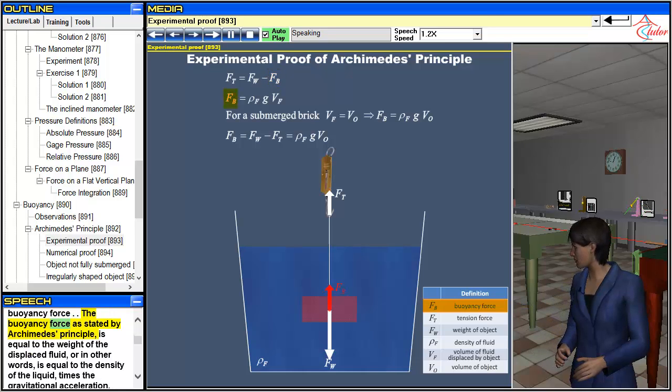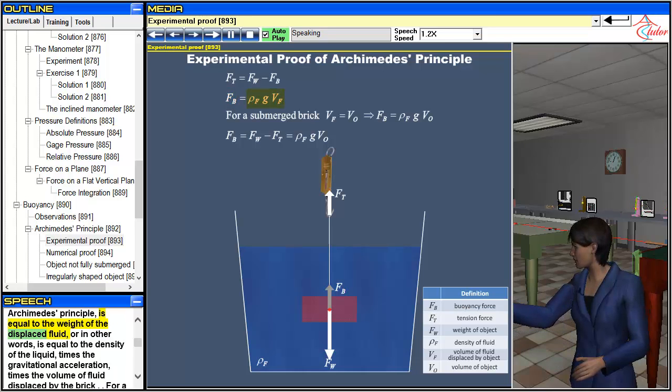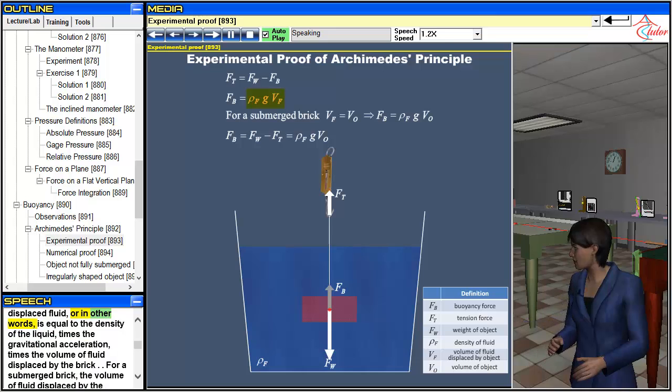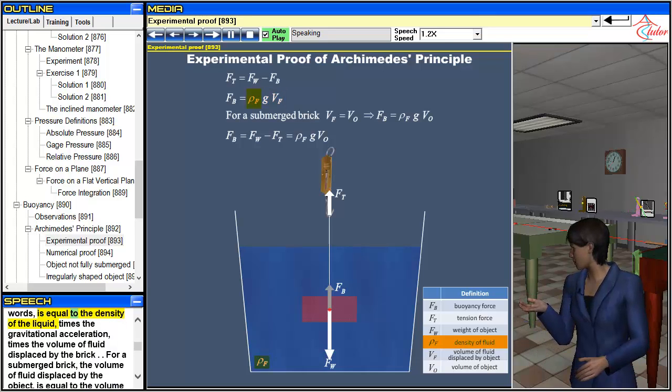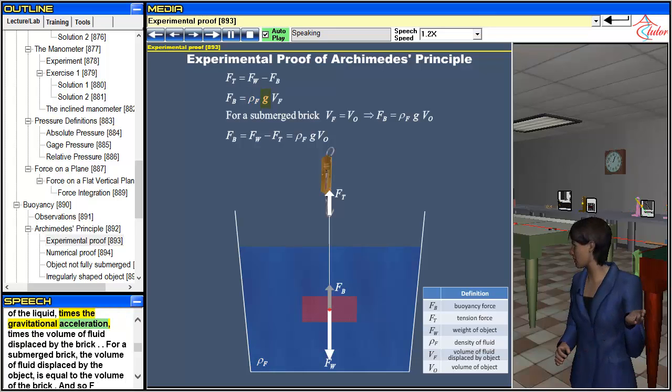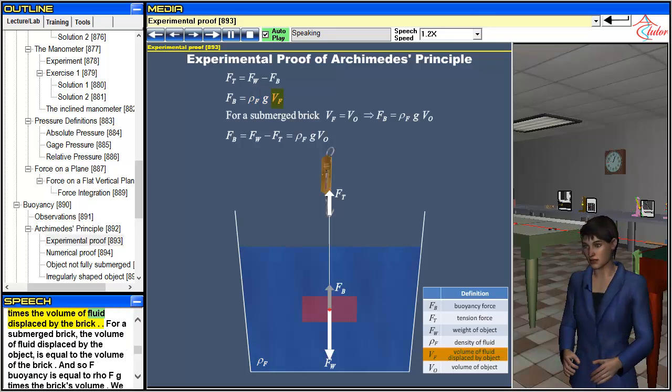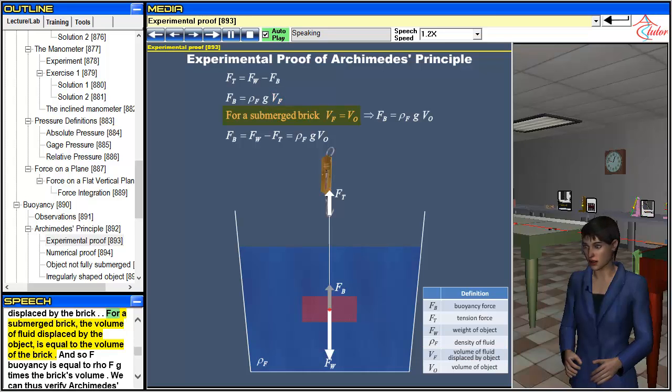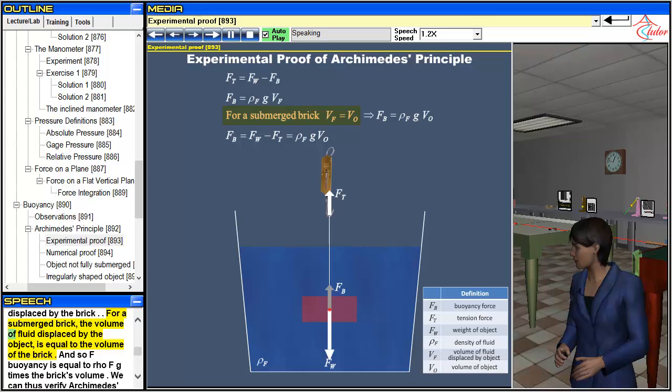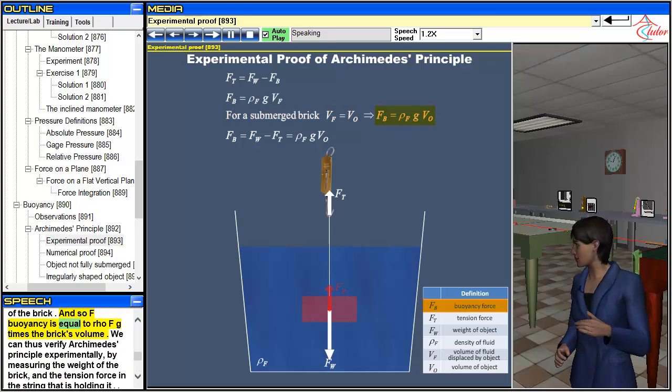The buoyancy force as stated by Archimedes' principle is equal to the weight of the displaced fluid, or in other words, is equal to the density of the liquid times the gravitational acceleration times the volume of fluid displaced by the brick. For a submerged brick, the volume of fluid displaced by the object is equal to the volume of the brick, and so F buoyancy is equal to rho f g times the brick's volume.